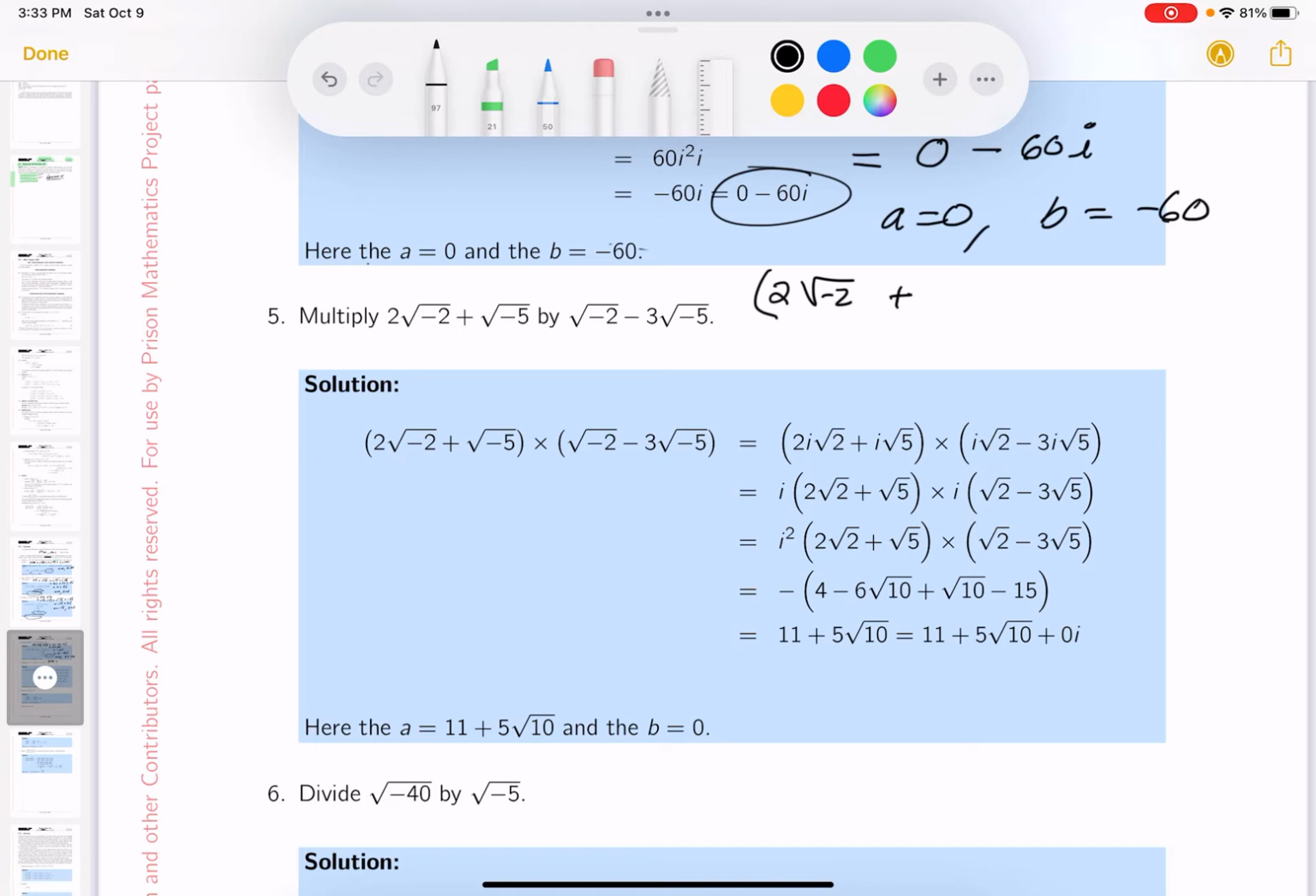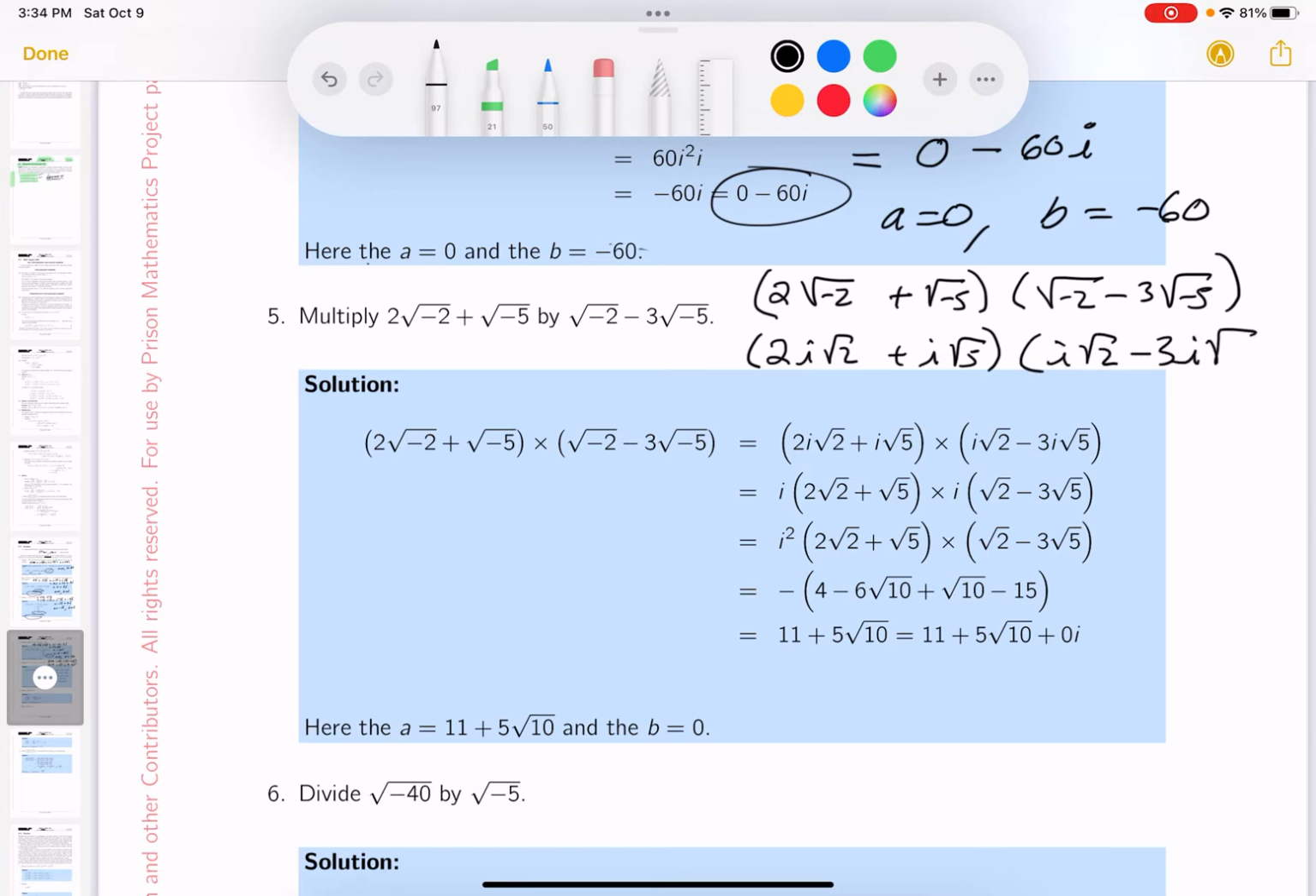Where are we now? So it's going to be square root of minus 5, and they want to multiply it by square root of minus 2 minus 3 square root of minus 5. Well, again, I can't say it enough times, you want to get that i out. It's going to be 2i root 2 plus i root 5. This is going to be i root 2, and this is going to be minus 3i root 5.